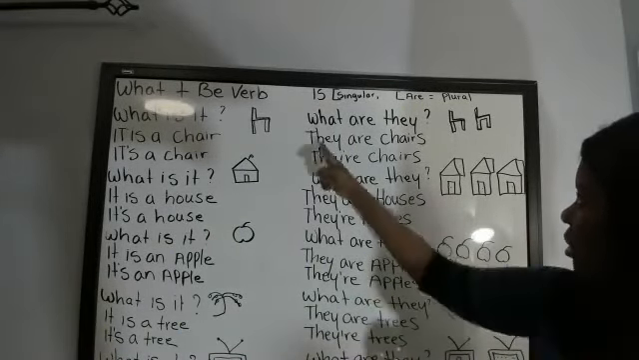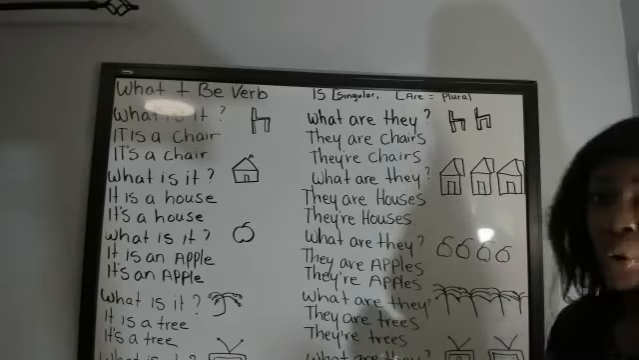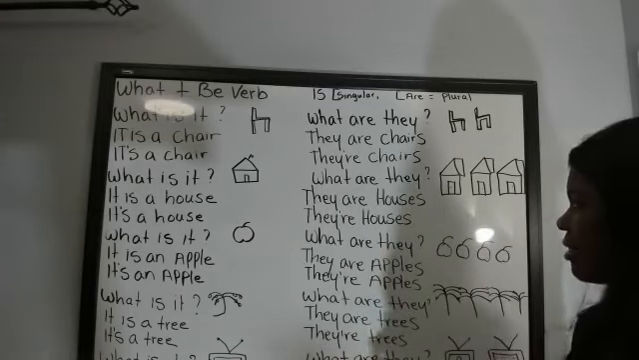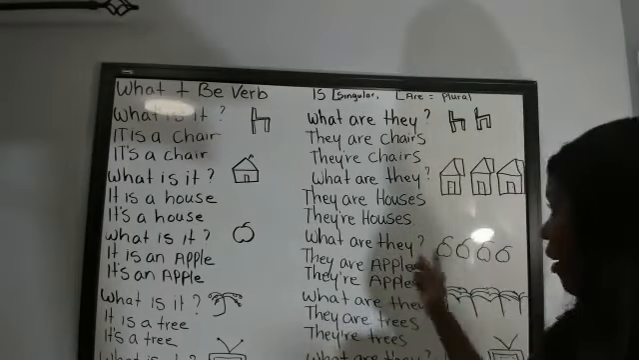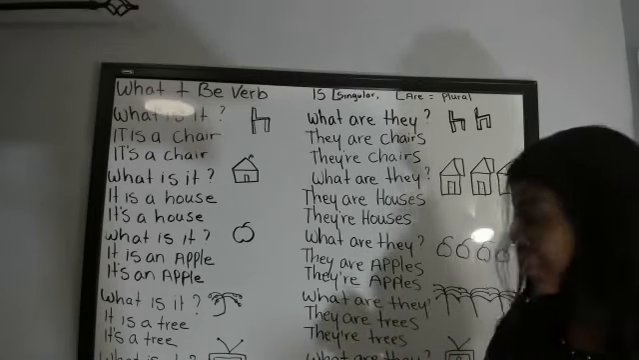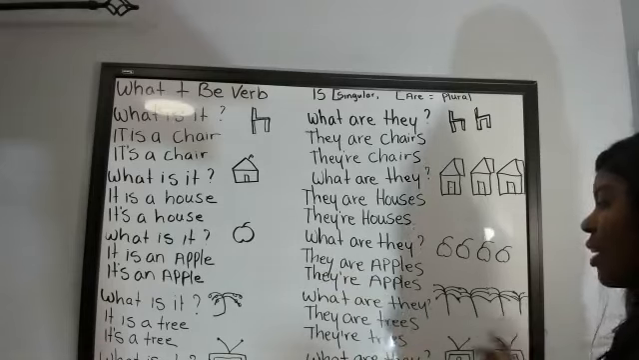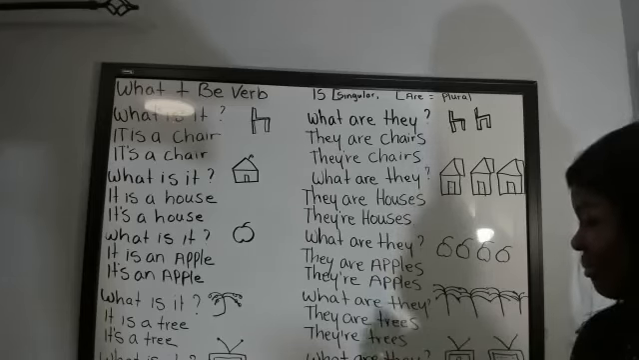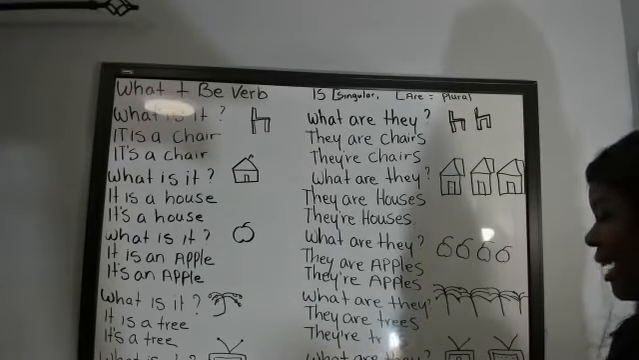What are they? They're chairs, or they are chairs. What are they? They're houses, or they are houses. What are they? They are apples. What are they? They are trees. What are they? They're televisions.